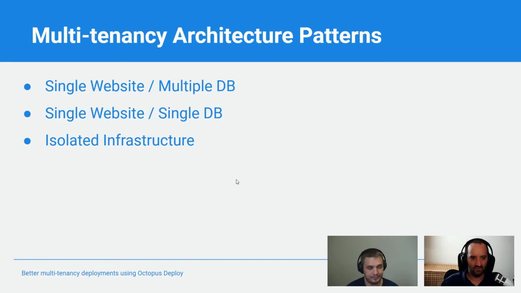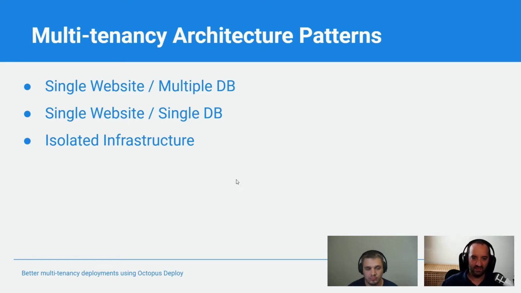Absolutely. Thanks for that, Adam. Thanks for that intro as well. As you said, multi-tenancy architecture patterns, that's a bit of a tongue twister. So what we're going to do is talk about three of the more commonly used architecture patterns to be deployed in Octopus. So the first one is single website and multiple database. Then we're going to talk about single website with a single database. And then lastly, we're going to talk about isolated infrastructure. And that's also the example we're going to use in the demo when we convert the application over, because that's typically the main use case for the multi-tenancy feature in Octopus. It was what it was originally designed for.